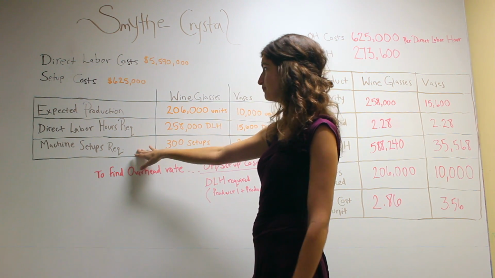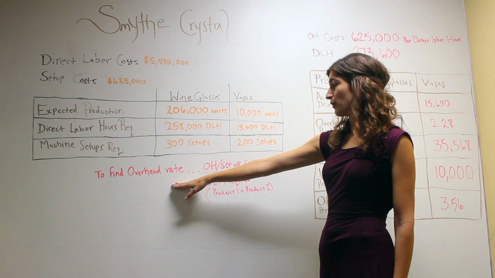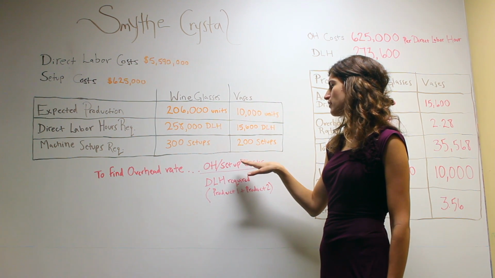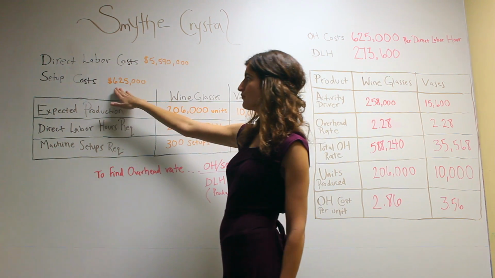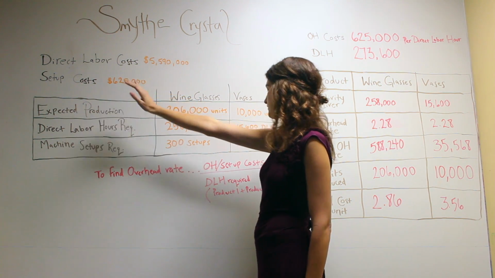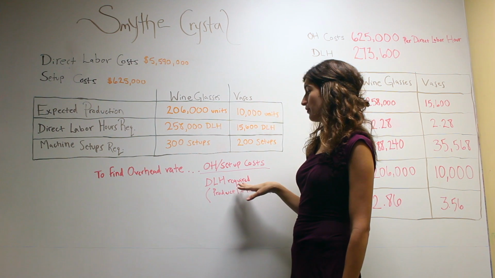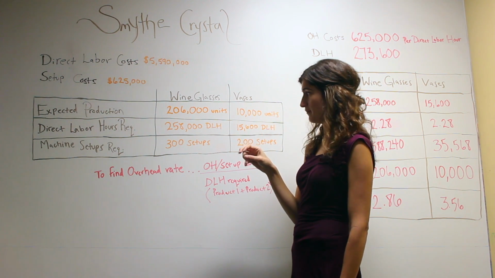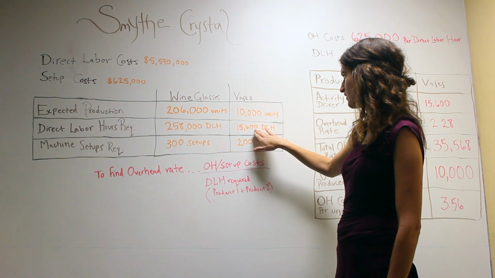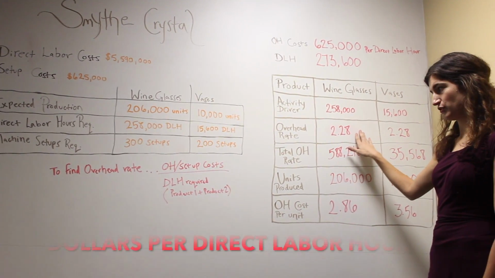Now, to find our overhead rate, what Smythe crystal had to do was take their overhead or setup costs. You can find that here, which, if you recall, is $625,000 in overhead costs. We're going to divide that by our direct labor hours required, so our activity driver. We're going to do both of them at this point. We add the 258,000 to the 15,600, which gives us our overhead rate of 2.28.